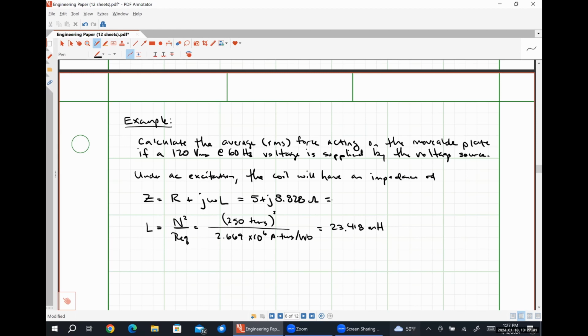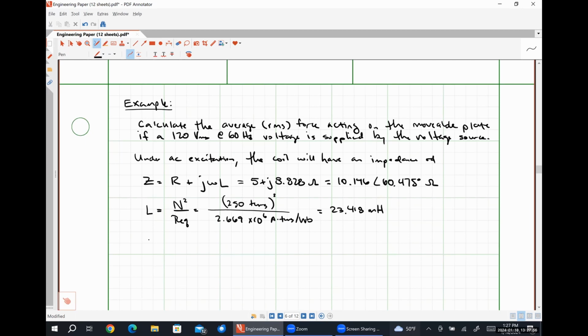And from this, our impedance is 5 plus j 8.828 ohms, or 10.146 angle 60.475 degrees ohms. Our RMS current flowing in our coil is going to be the RMS voltage divided by the magnitude of our impedance. So this is 120 volts RMS divided by 10.146 ohms, which comes out to be 11.827 amps RMS.